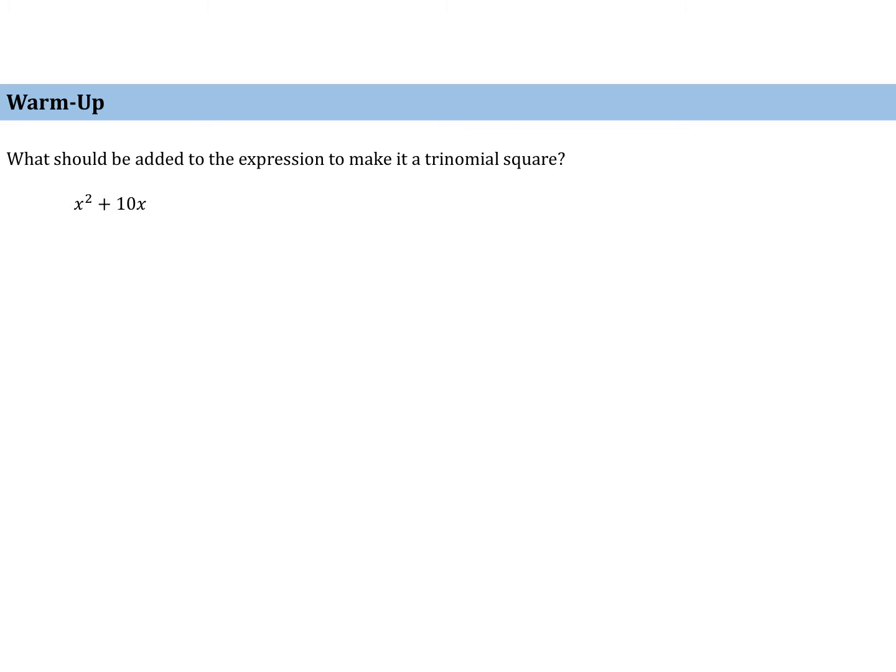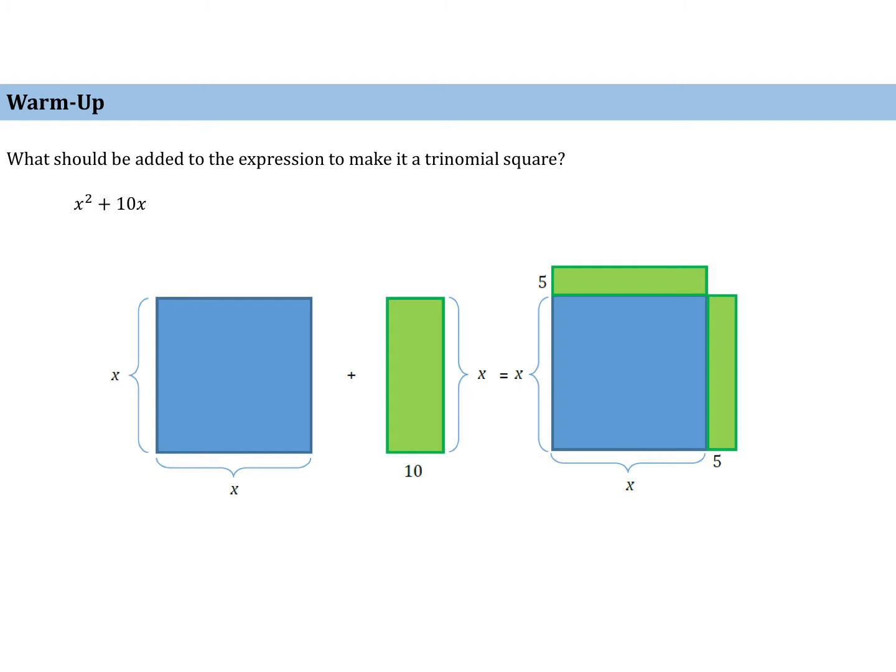So maybe to understand what's going on here, let's look at it geometrically. If we're looking at x squared, we can think of that as the area of a square that is x by x. So this would have an area of x squared. And then 10x could be a rectangle that is 10 on one side and x on another. So 10 and x would have an area of 10x.